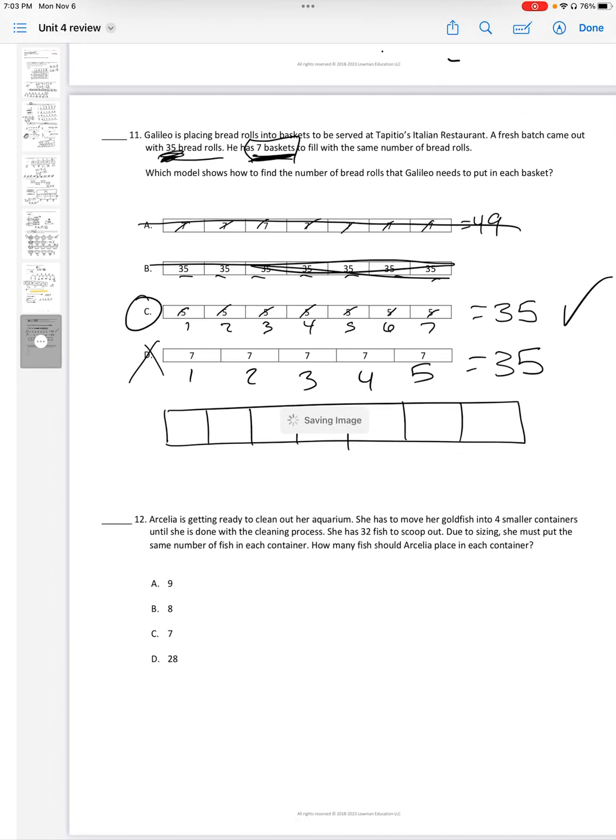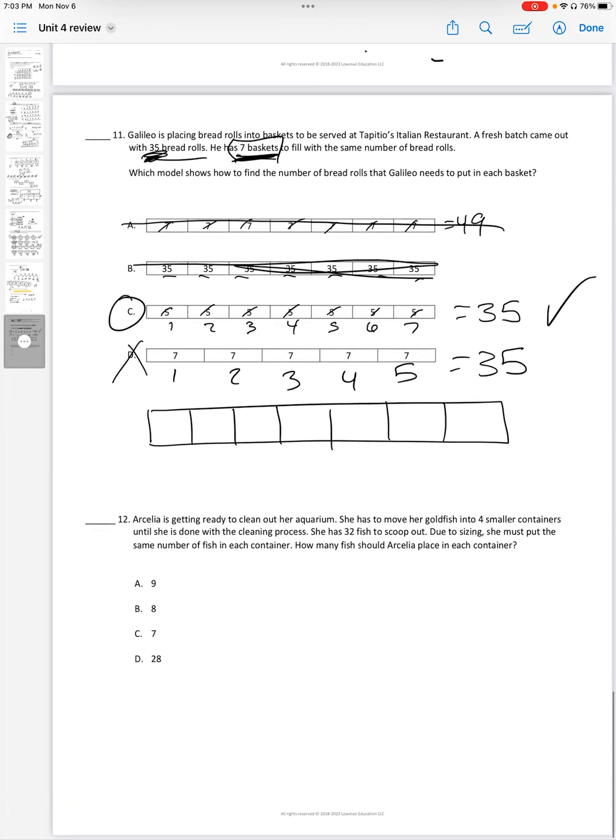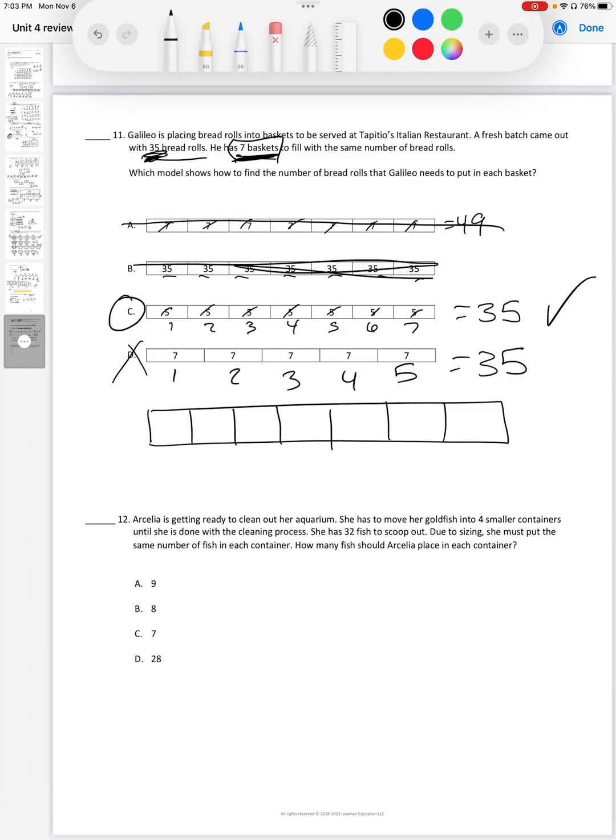Okay, problem 12. Oh, and that is all we have on here. I thought there was 13, but there's only 12. Well, that's okay.